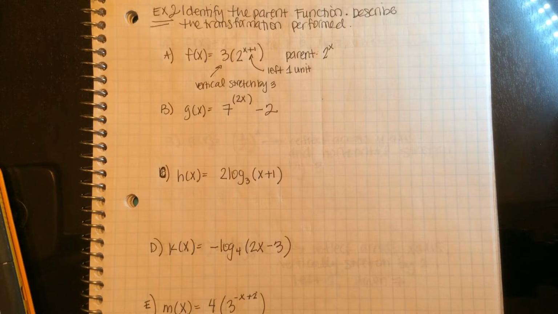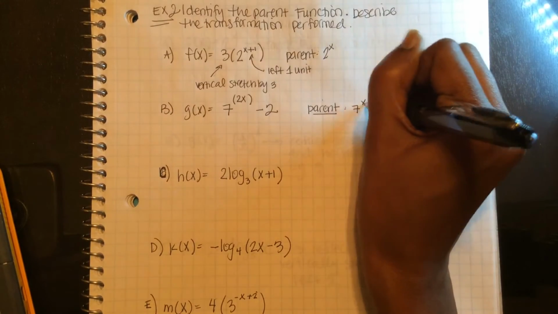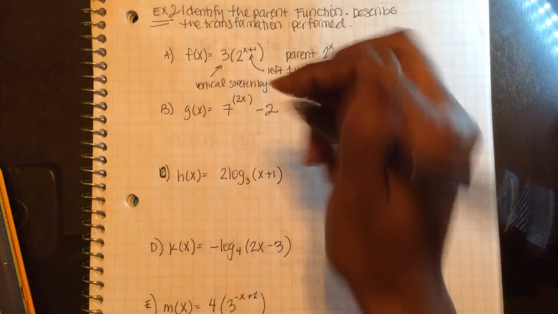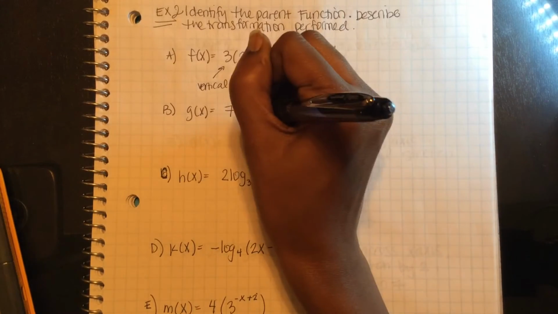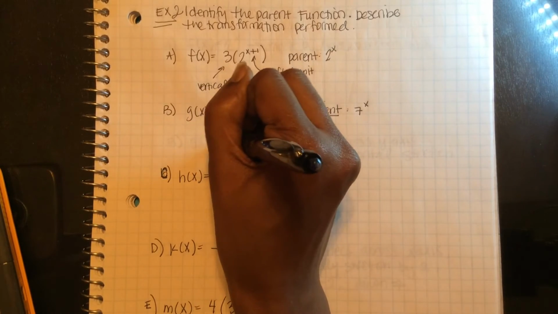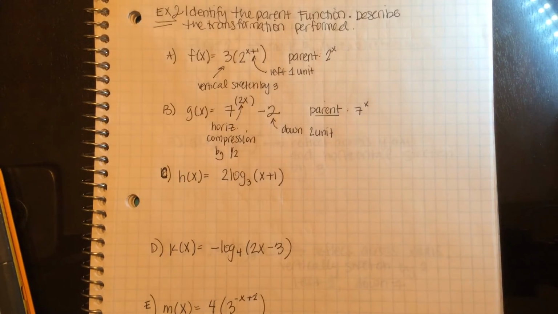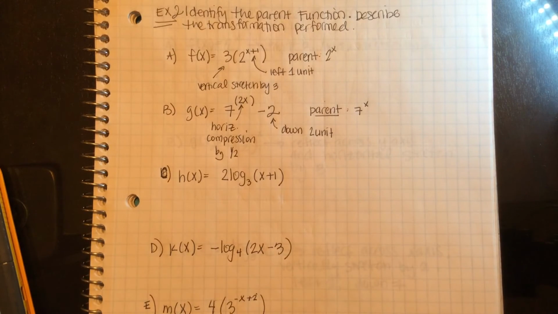All right, so B, if I'm trying to look at this as a base parent exponential function, my parent function I see in B is 7 to the x, just a base to a variable of x. So I see that minus 2 on the end is going to shift it down 2 units, and the 2 multiplied by my x is a horizontal compression by the reciprocal of 2, which is 1/2. So we see our parent functions are always a base only to an exponent, and we look at all other numbers as a transformation.